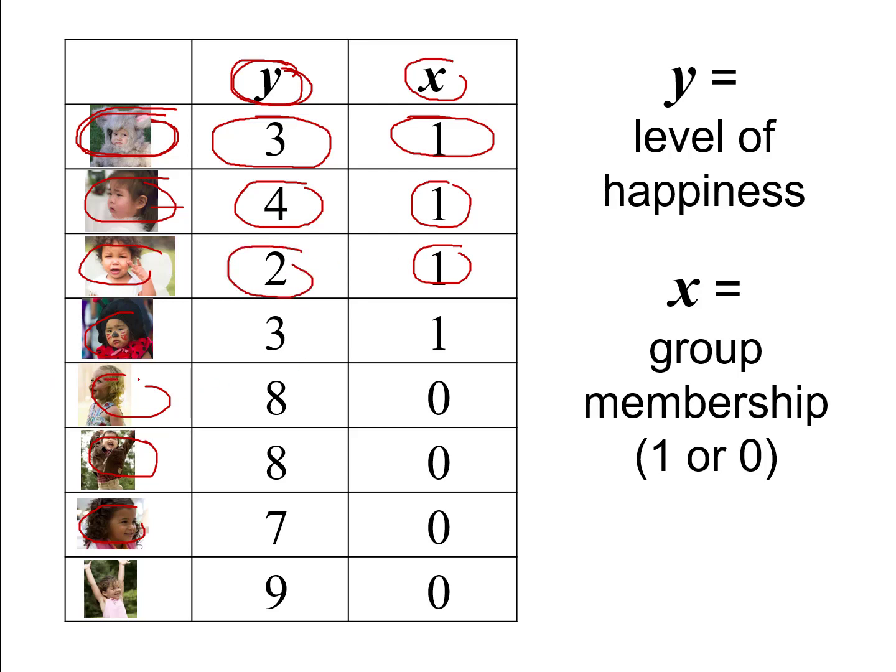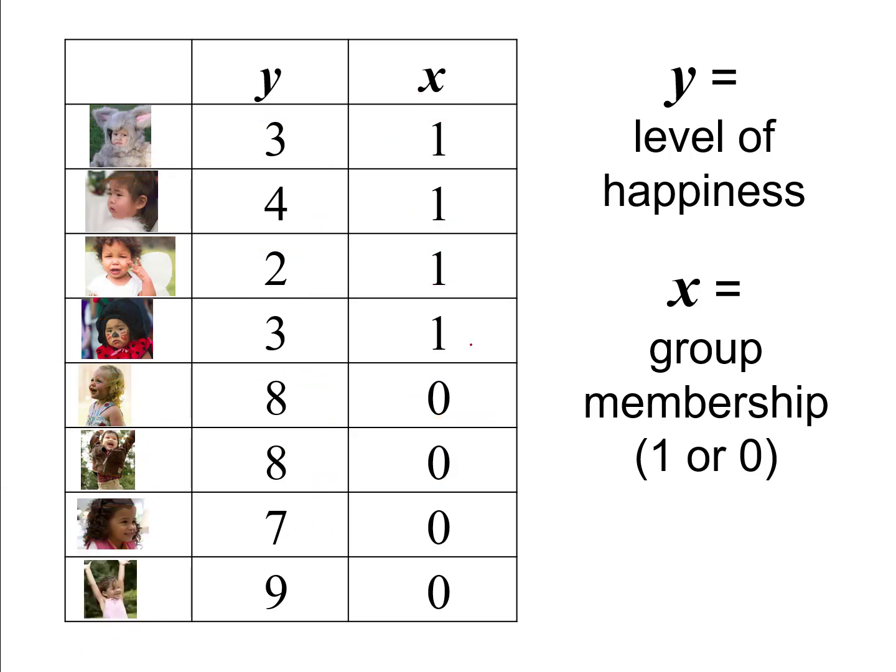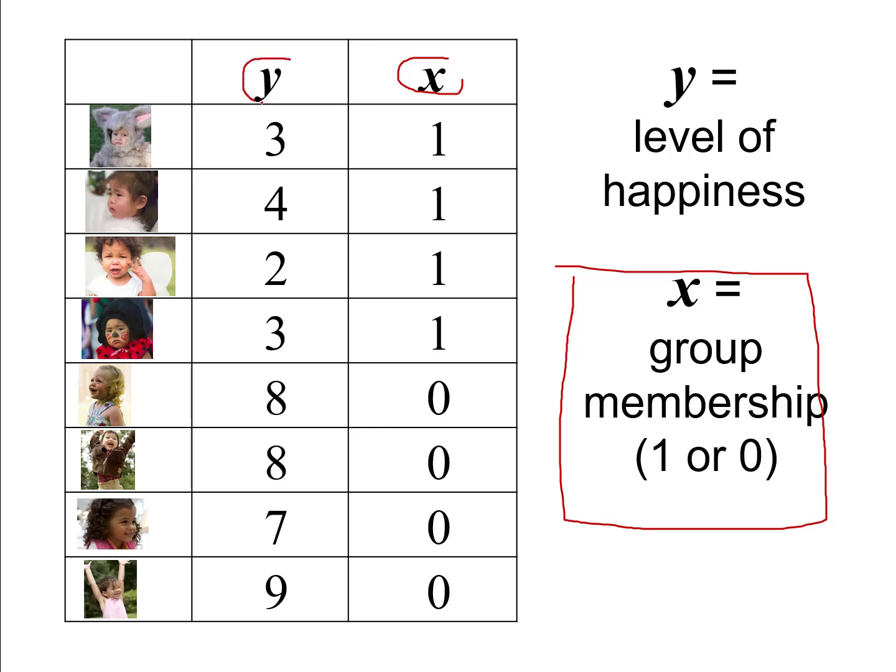But for example, let's look at this child. Here's a child in group 0. That was the control group. That child's happiness was way up at a level 8. And here's another person in group 0 that had a happiness of 8, and so forth. So we see each child has a score on X, which is either a 0 or 1, which indicates group membership. So X is group membership, and in this case, it's just a 0 or a 1. Those are the only options. It's a 1 if you're in the treatment group, and a 0 if you're in the control group. And the Y variable, that's that numerically scaled variable. In this example, it's the child's level of happiness.